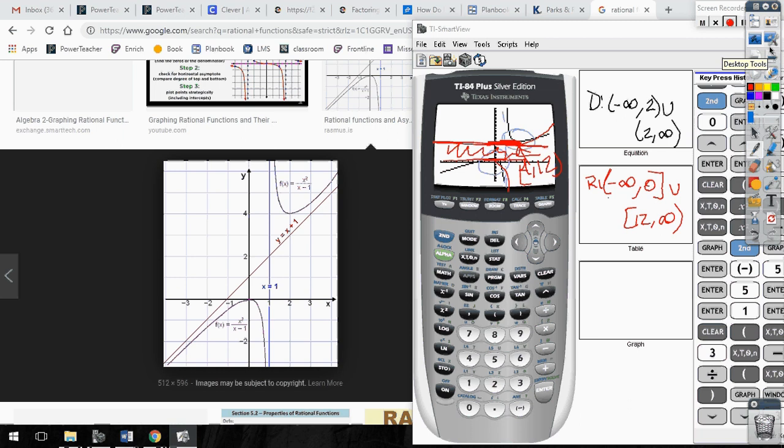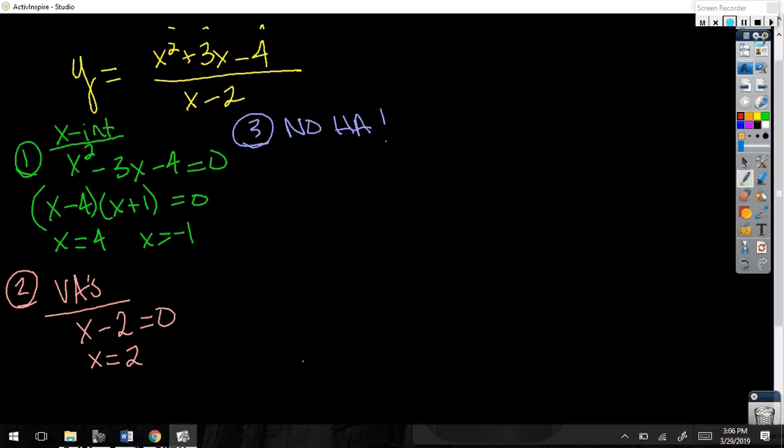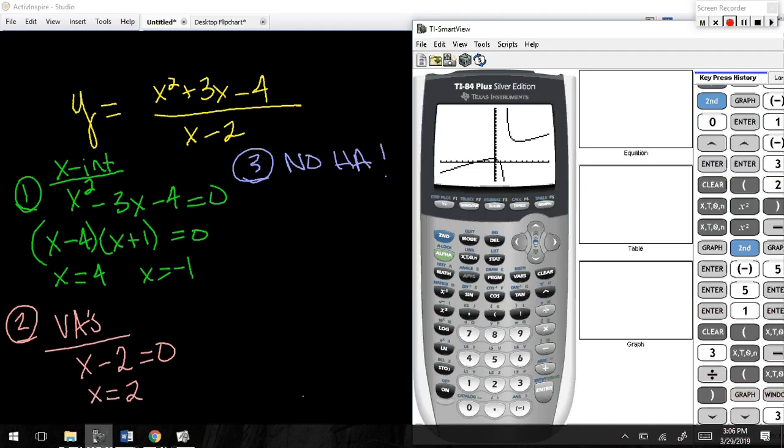How did you do that? I calculated it. Remember how we calculated maxes and mins and zeros? I went second trace and calculated the minimum right there for that one. Go back to the domain. Negative infinity to 2.